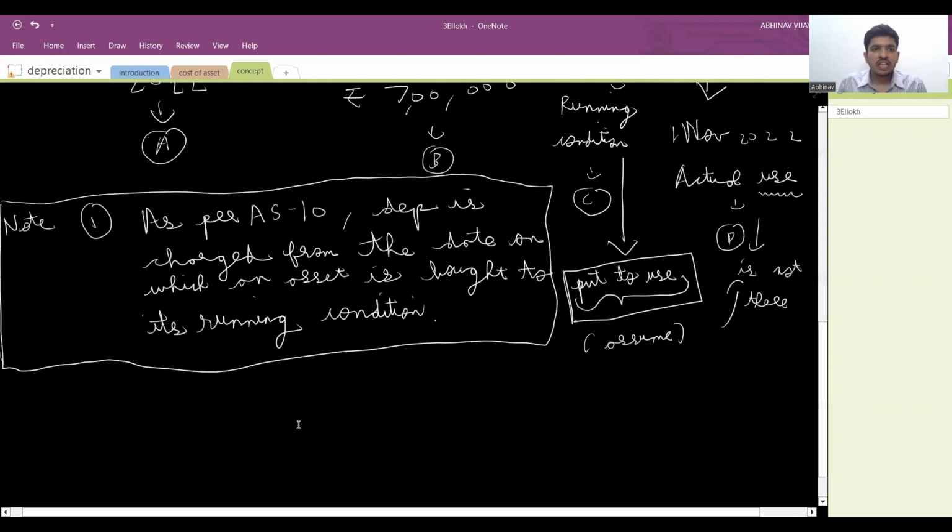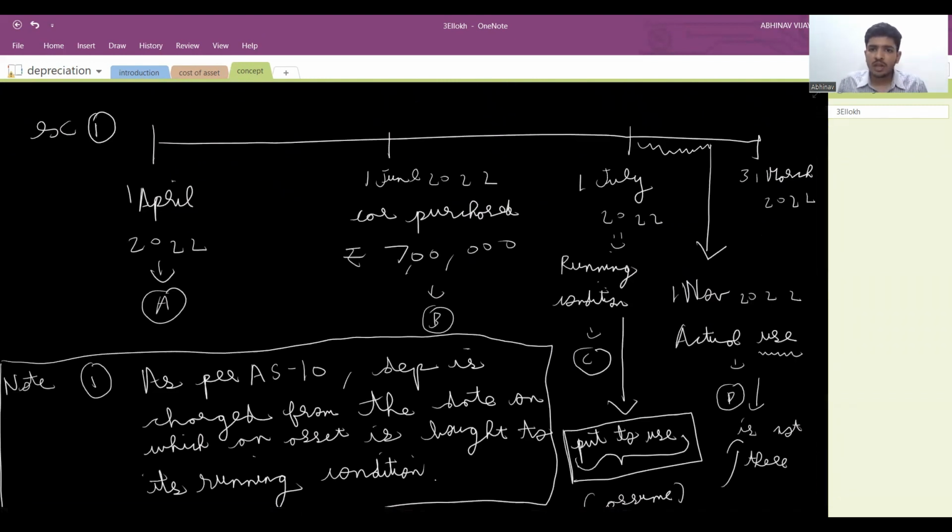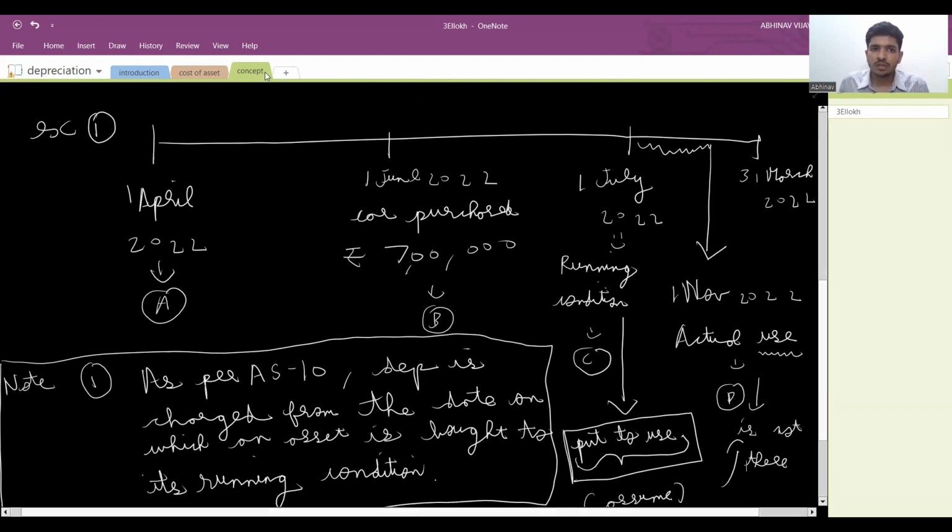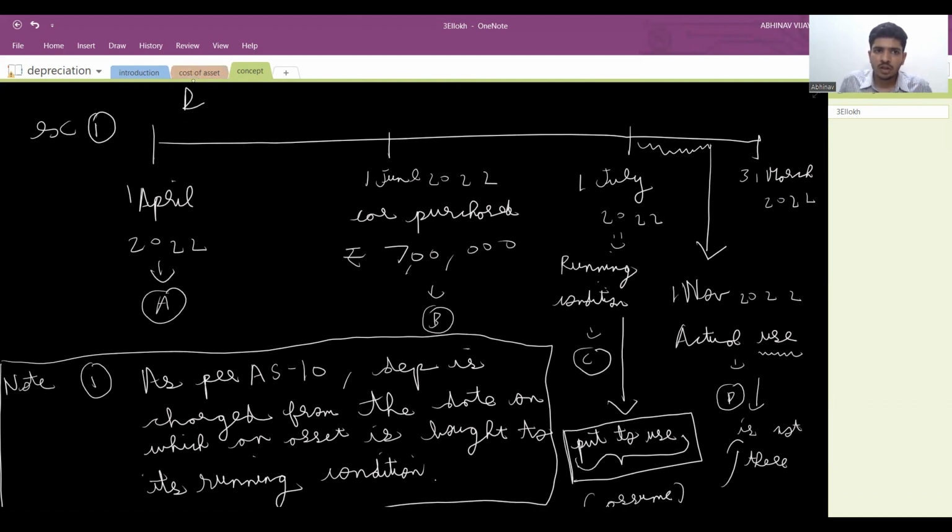Now, in the same question, I say you have to charge depreciation from the date it's put to running condition, right? So, what will be the depreciation amount? This is the question. The depreciation will be, see, 7 lakhs.